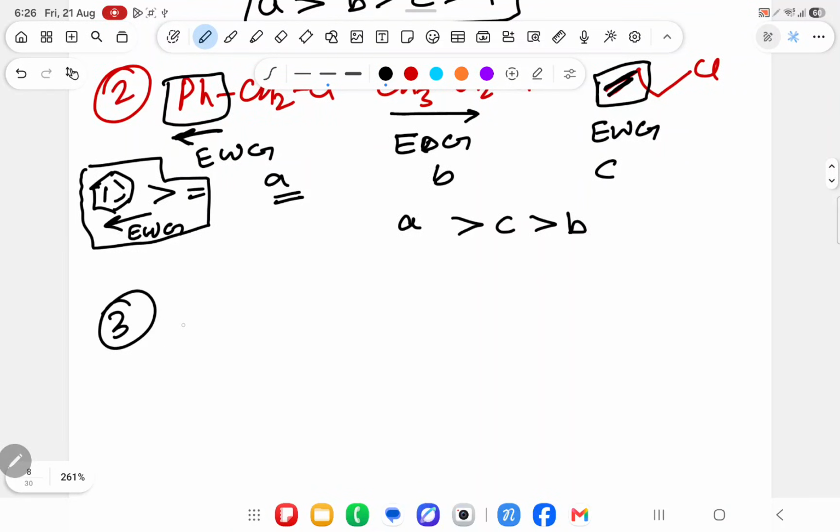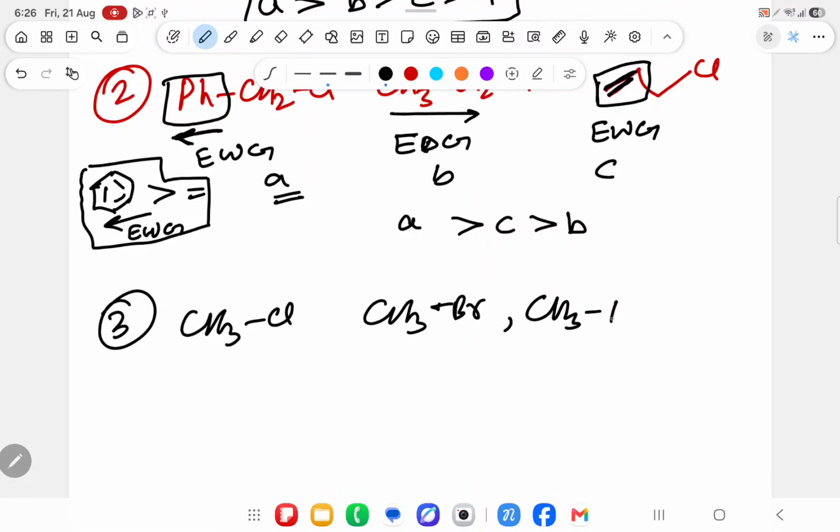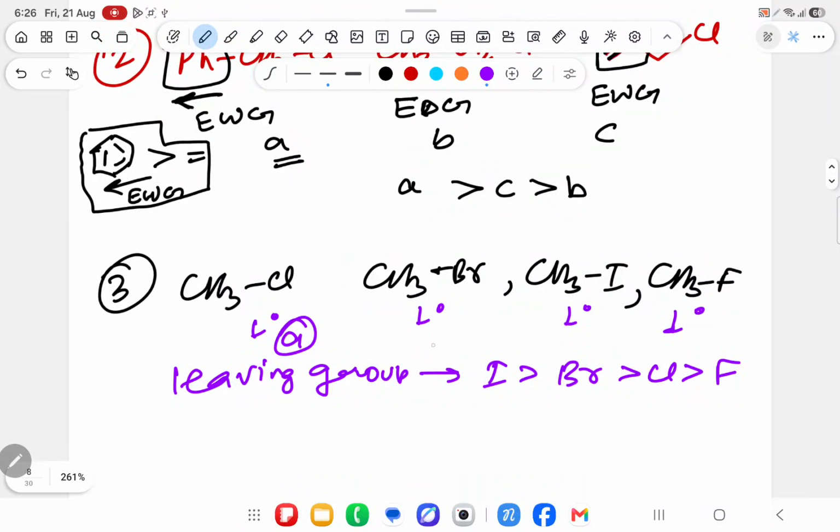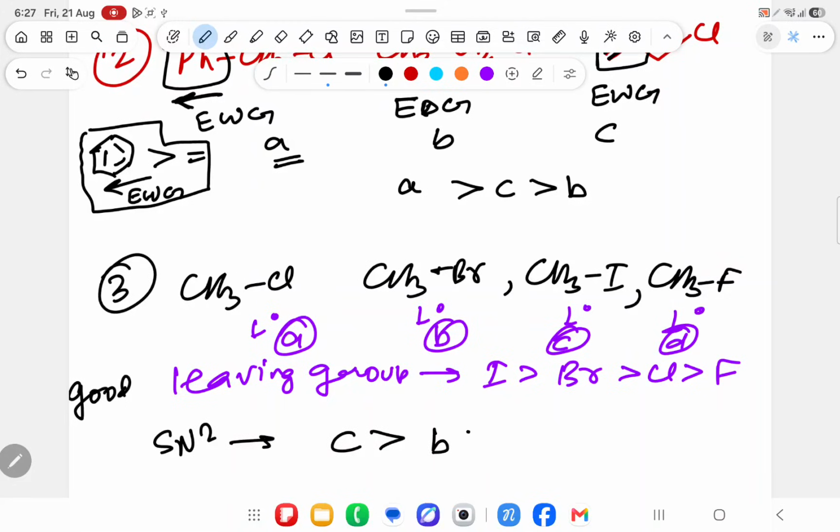Suppose I have taken the third question: CH3Cl, CH3Br, CH3I, CH3F. Now over here, sir, they are all 1 degree, so we are not able to judge with this. So we will judge according to the leaving group. Which one is the good leaving group? Iodine, then bromine, then chlorine, then fluorine. This is A, this is B, this is C, this is D, and a good leaving group is required. So for SN2, the order is C first, then B, then A, then D.